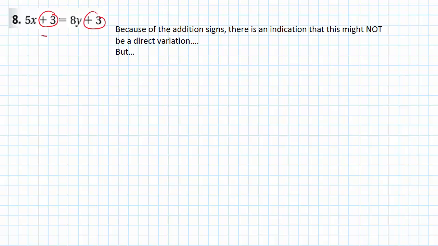That usually is a little key that you're not going to have a direct variation. But since there's a 3 on each side, when you subtract 3 on each side, they sort of cancel each other out.